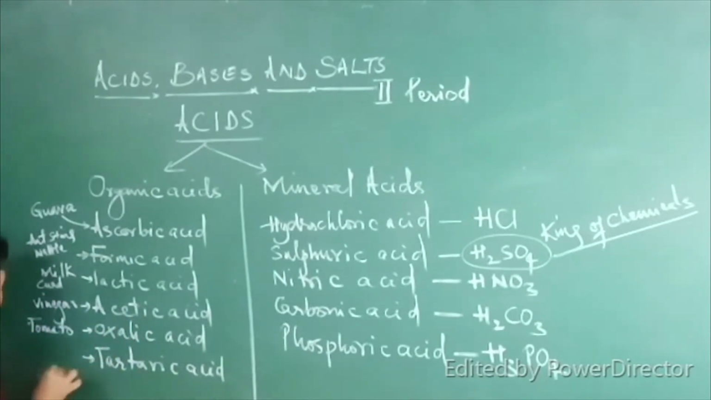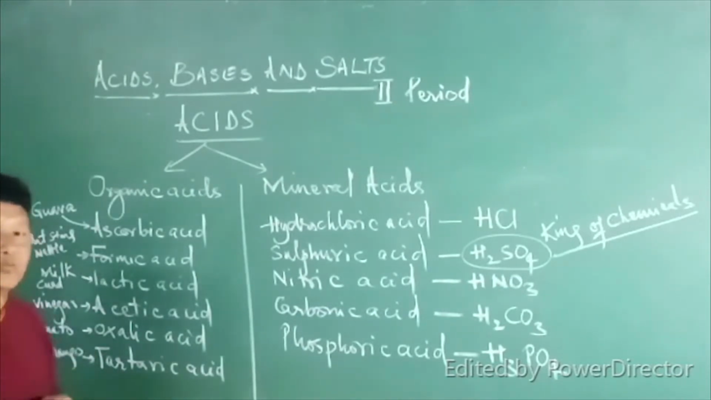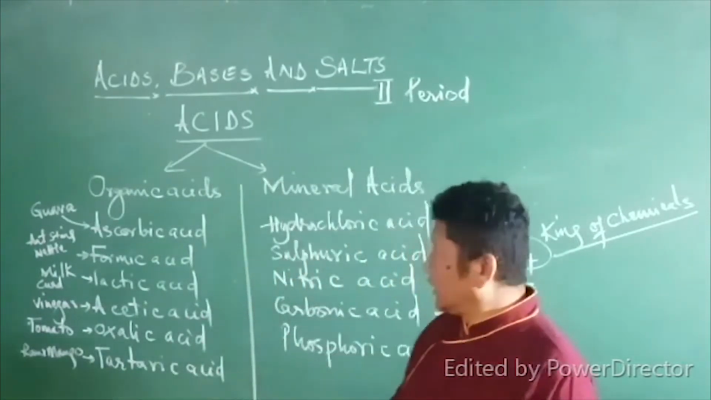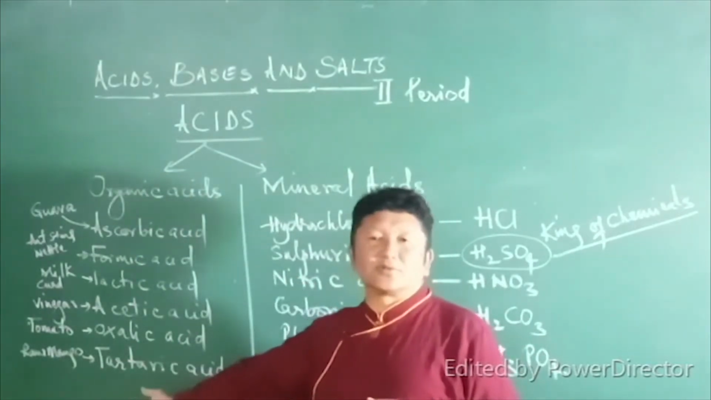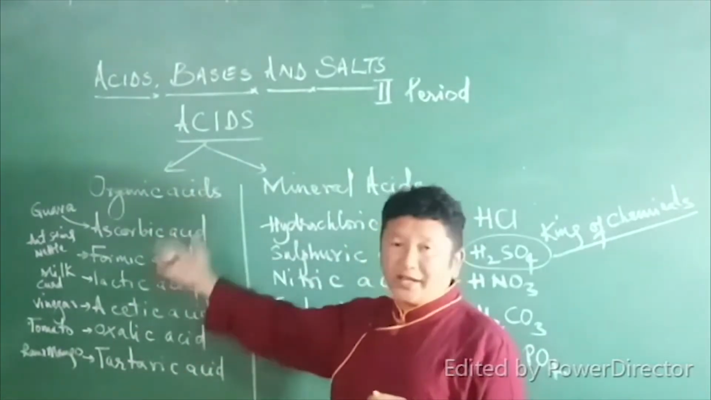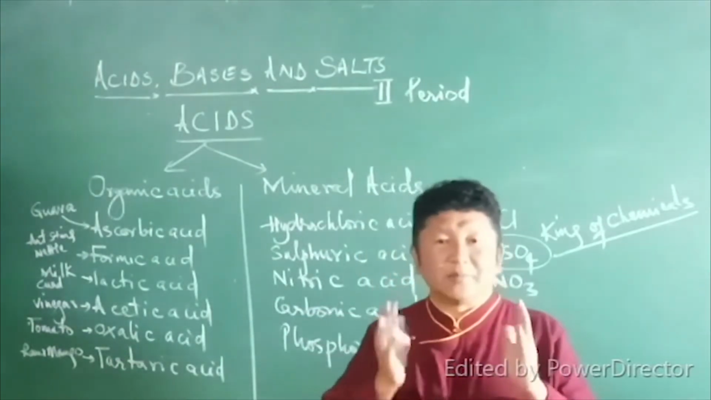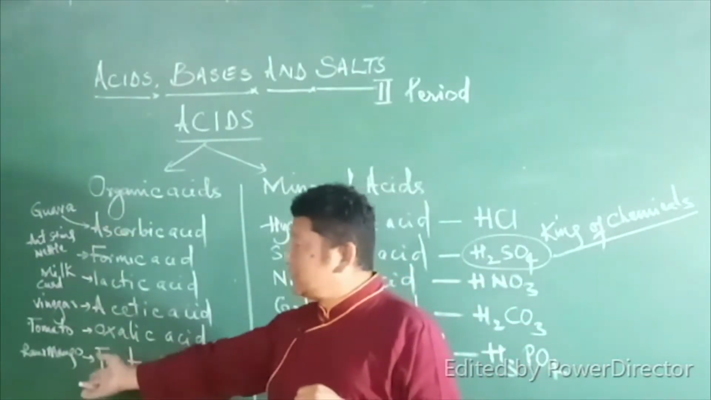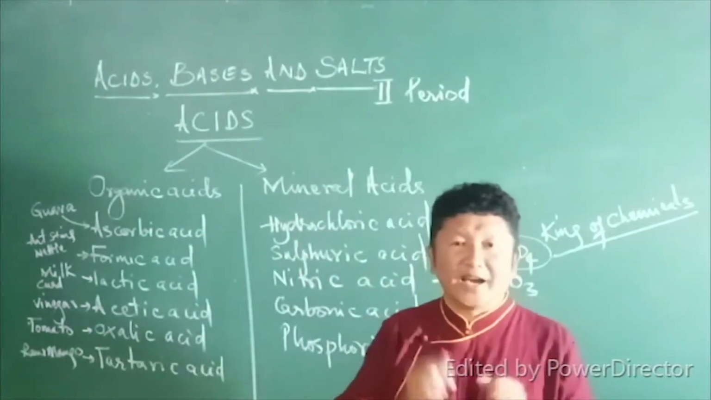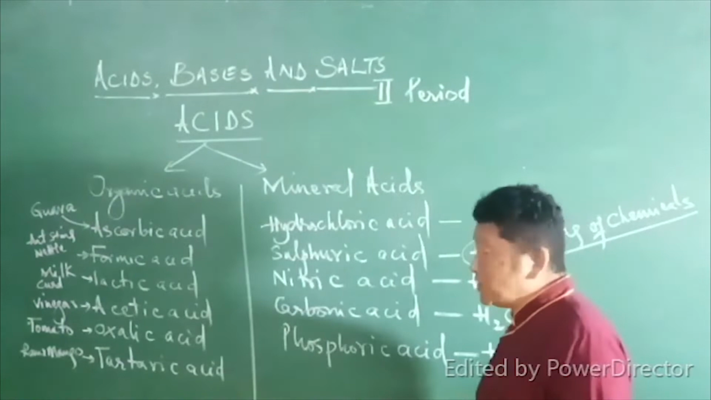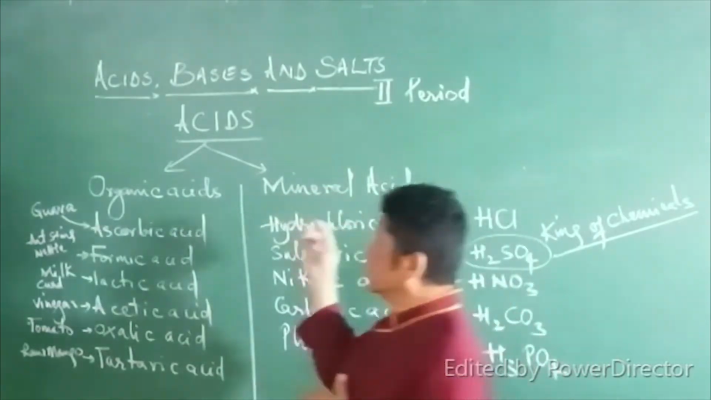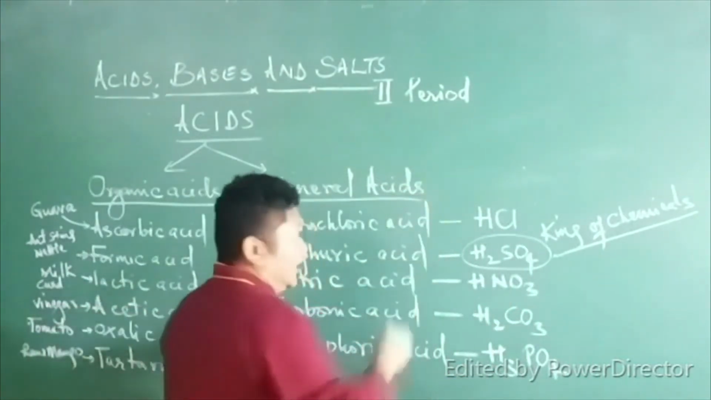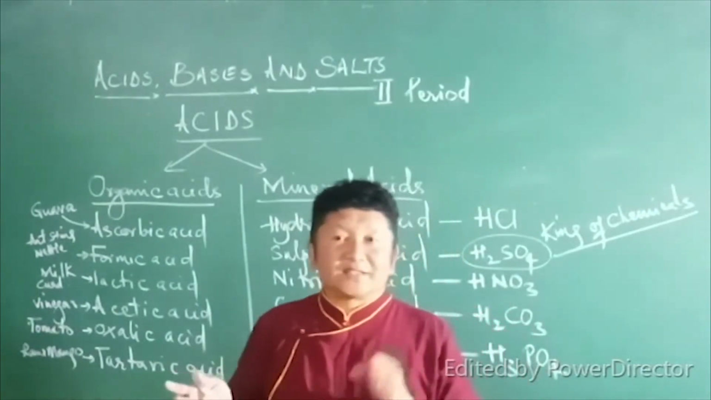Tartaric acid is found in raw mango and tamarind. These sources are all natural sources, so these acids are called organic acids. Mineral acids are those used in the lab. So we have classified acids as organic acids and mineral acids.